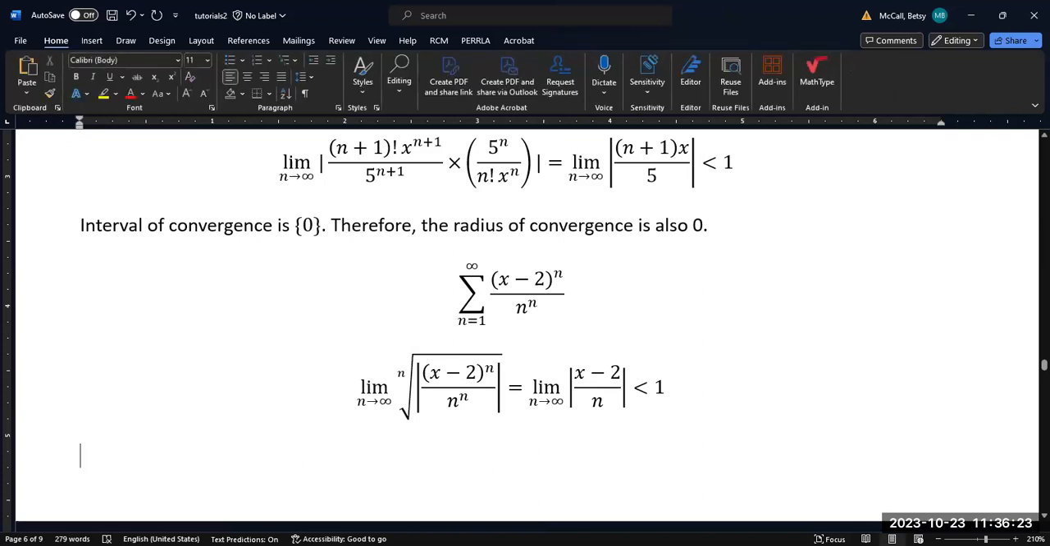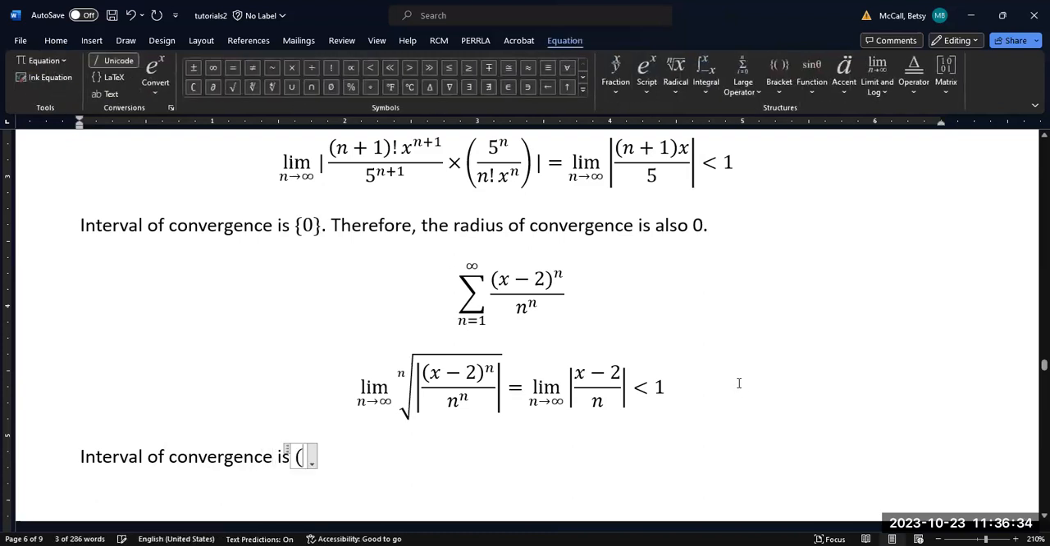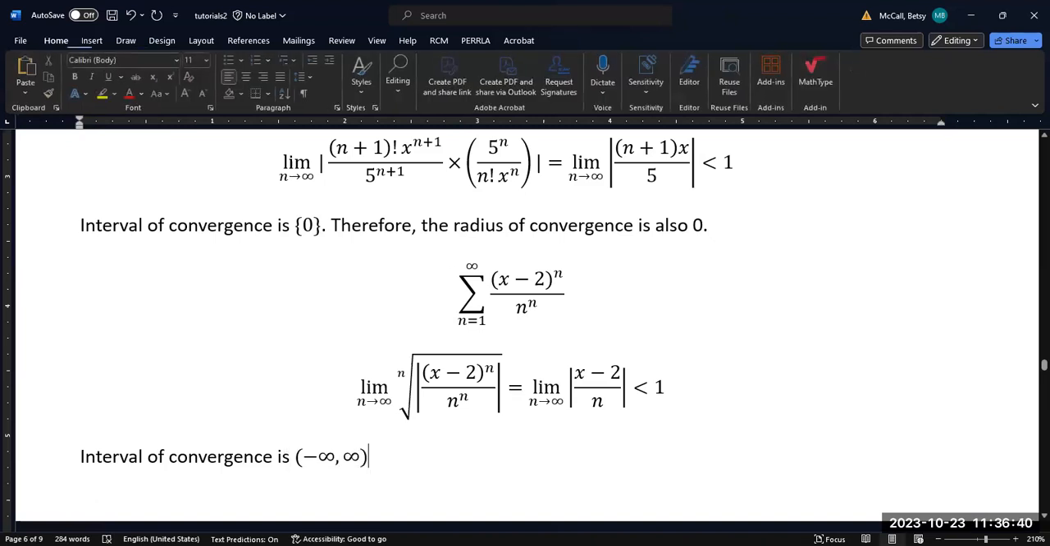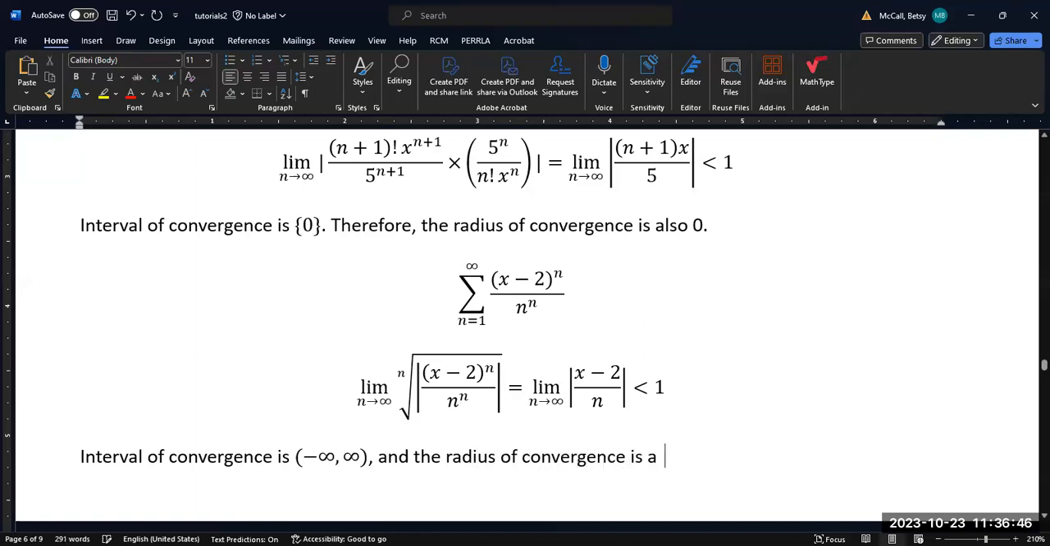So since the limit is 0, and therefore it always converges, the interval of convergence is all real numbers. It's negative infinity to infinity. And the radius of convergence is also infinity.